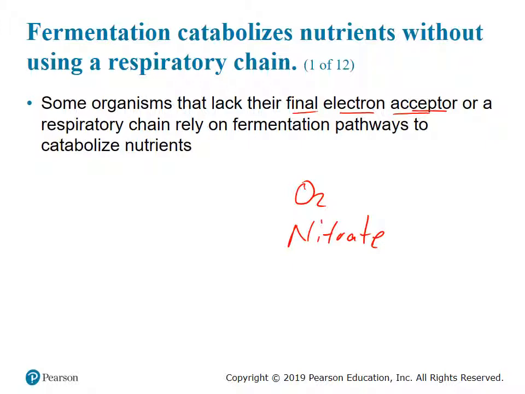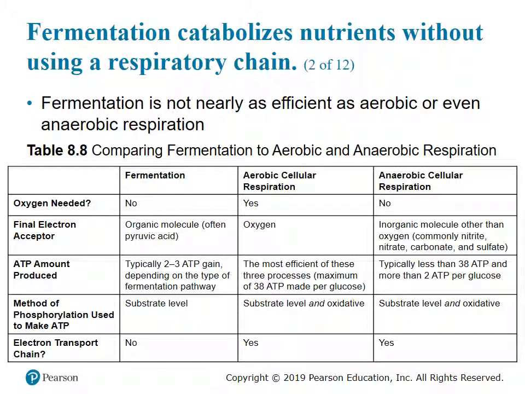So if it doesn't have that, some organisms have an alternate pathway to break down nutrients. One of those pathways is fermentation. So again, if an organism is lacking a final electron acceptor, or sometimes doesn't even have the electron transport chain, they use another pathway we call fermentation. Okay?